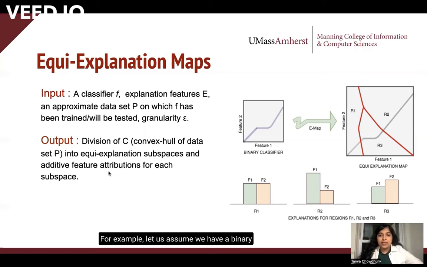For example, let us assume we have a binary classifier with two features, feature 1 and feature 2. Equi-explanation maps divides the region of interest into three equi-explanation subspaces or regions, R1, R2, and R3. It gives corresponding feature attributions for each subspace, as shown below.